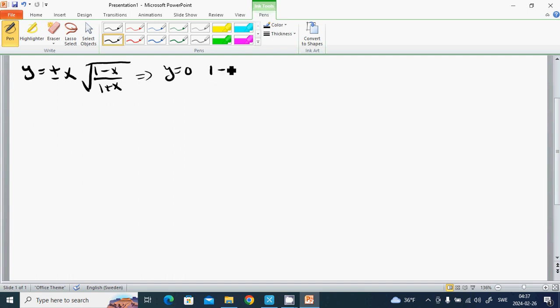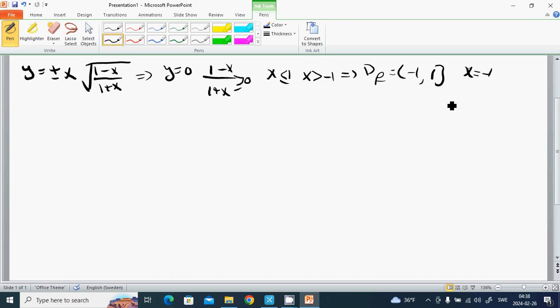We know that (1 minus x) divided by (1 plus x) is greater than or equal to 0, then x is less than 1 and x greater than minus 1, so the domain is minus 1 to 1. Now x equals minus 1 is a vertical asymptote. When x goes to plus minus infinity, x cannot go to plus minus infinity. It is not in the definition.